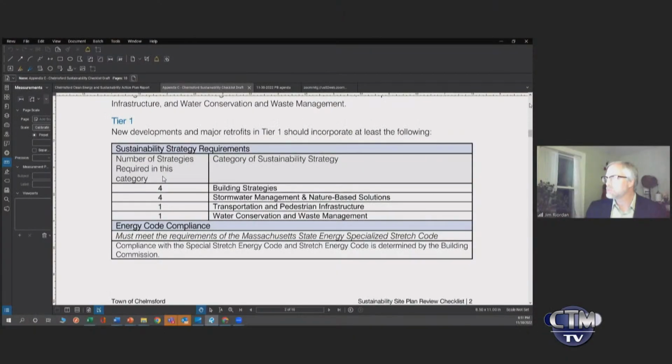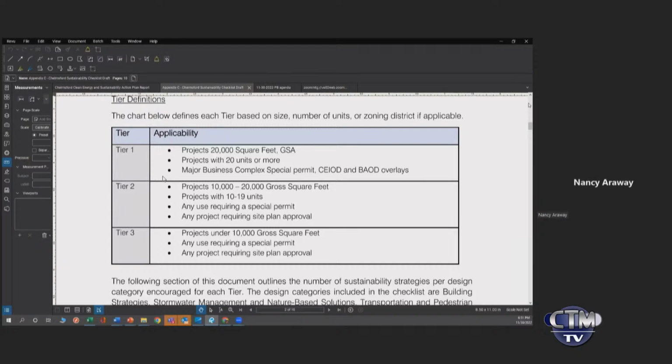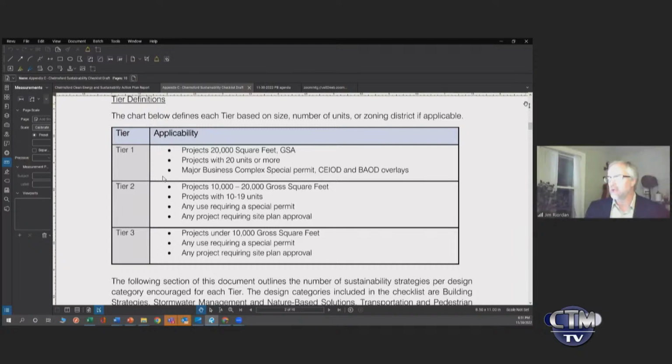Jim, you want to walk through some of the highlights of the checklist? Absolutely. I'll just back up slightly here. We already talked about this a little bit in the presentation, but there are the 3 tiers, as Evan was just mentioning. They break up based on the intensity of the development that is proposed, how many units, how many square feet of gross area is being proposed.